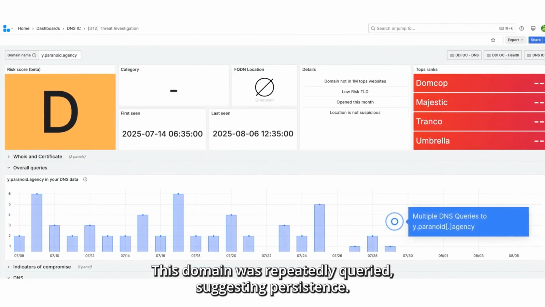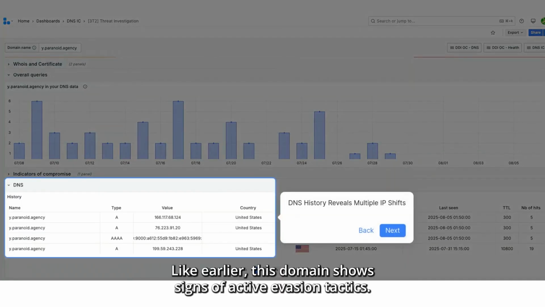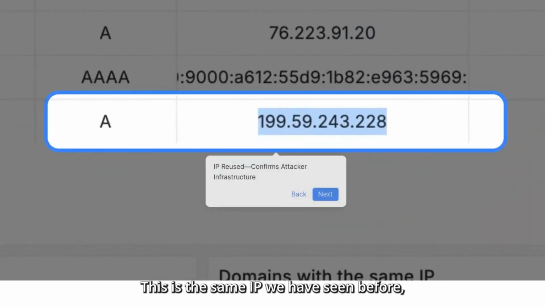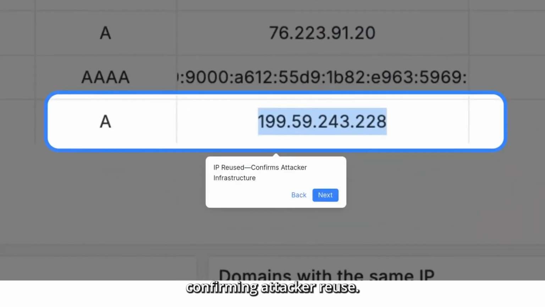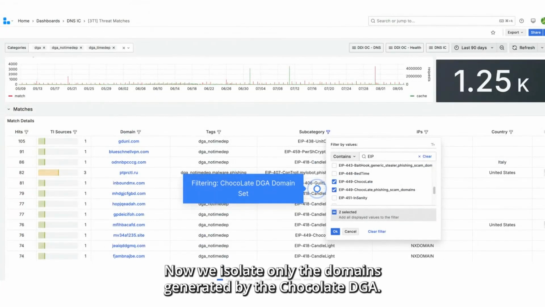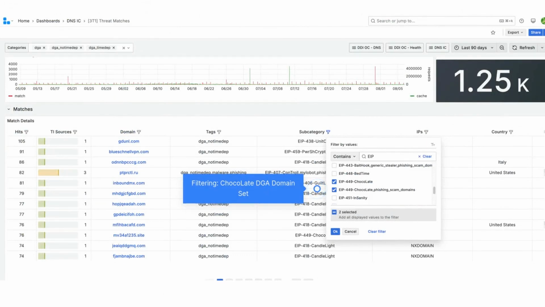This domain was repeatedly queried, suggesting persistence. Like earlier, this domain shows signs of active evasion tactics. This is the same IP we have seen before, confirming attacker reuse. Now we isolate only the domains generated by the Correlate DGA.